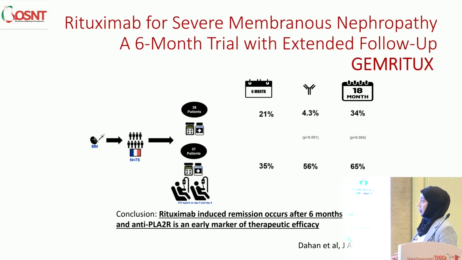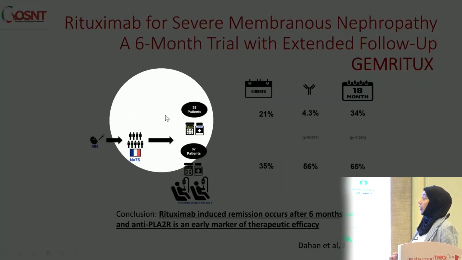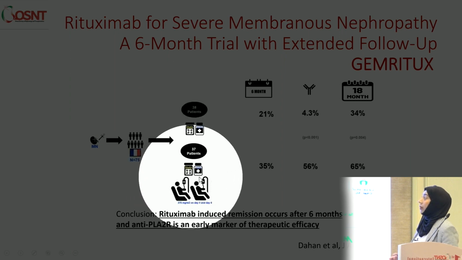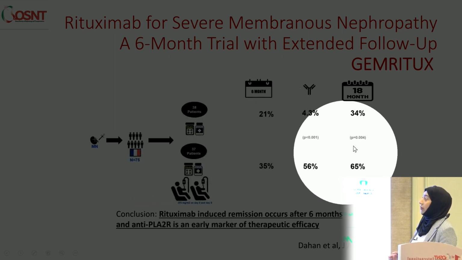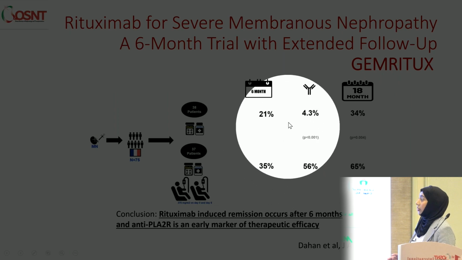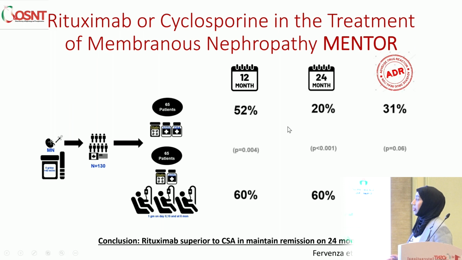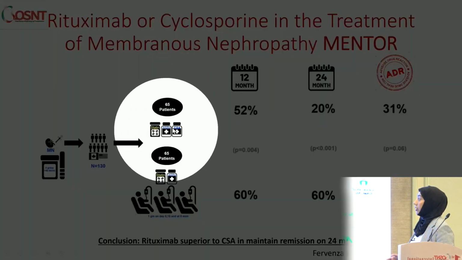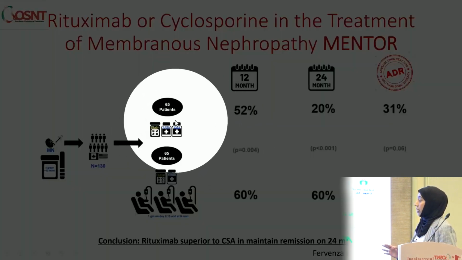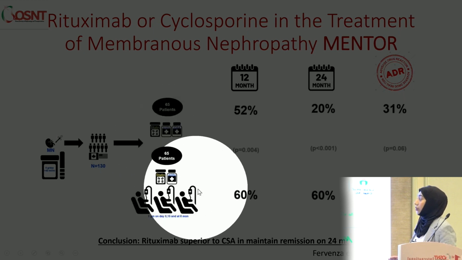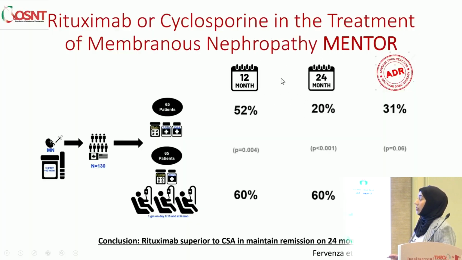I will start with the GEMRITUX study that was published in 2017. They compared standard therapy to rituximab, and rituximab was better even at 18 months of follow-up, and there was also a reduction in the biomarker, the anti-phospholipase antibody. And then the MENTOR study compared statin therapy and CNI, cyclosporine, with 2 doses of rituximab. They concluded that rituximab is superior to CNI in maintaining remission.